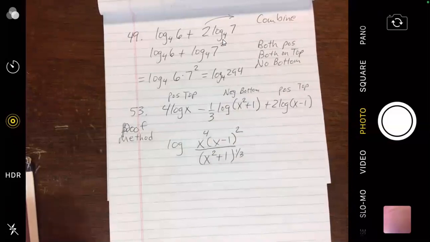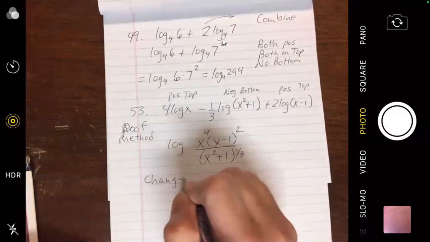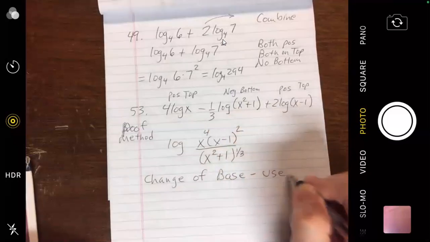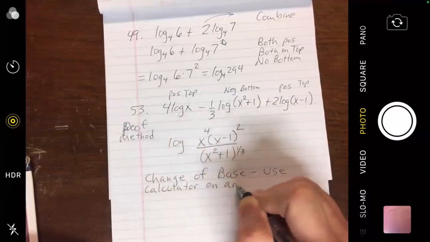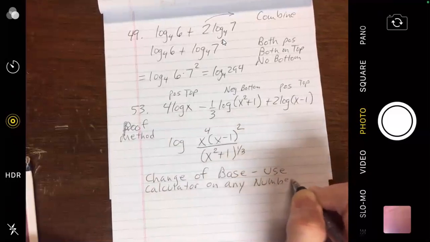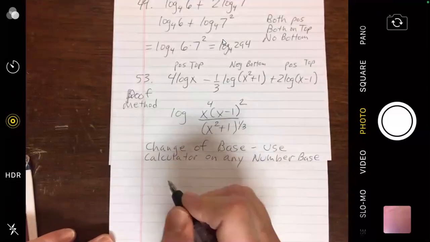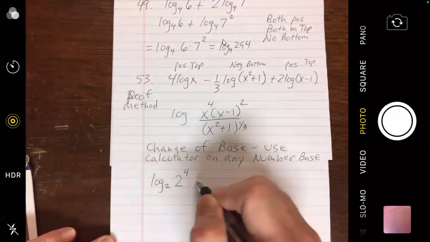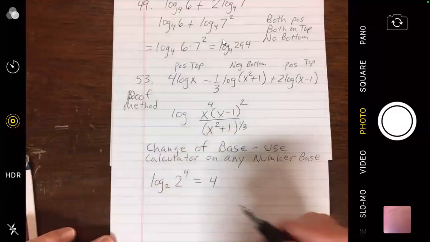The very last section is called change of base. This is when you can use a calculator on any number base. I'll just show you how it works. You know that if I had a log base 2 of 2 to the 4th, I would get 4, because these would cancel, and well, that's a log base 2 of 16.